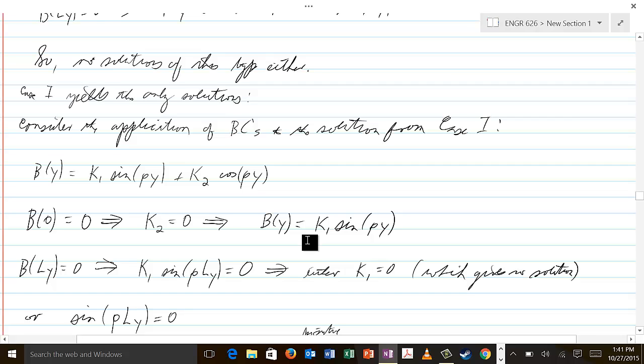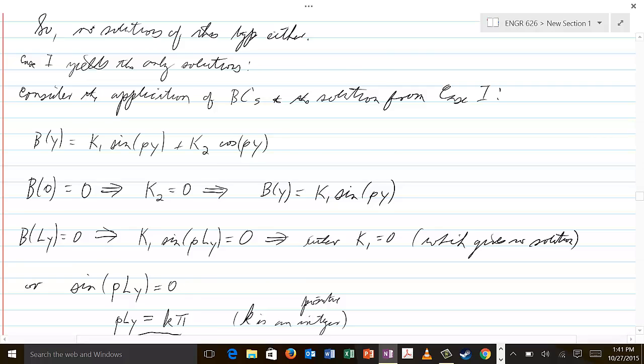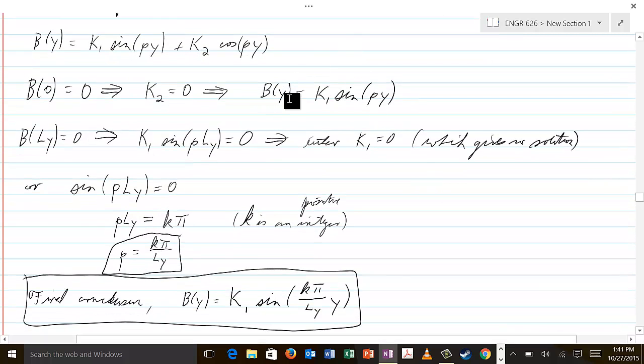And now we need to apply the boundary condition at the top of the domain. B of Ly is equal to 0. So if we plug that in here, then we get k1 sine of p times Ly is equal to 0, which means either k1 is equal to 0, and we don't want that possibility because that would make b equal to 0, and we already discussed before, if b is equal to 0, then our whole solution is 0, so we don't want that.